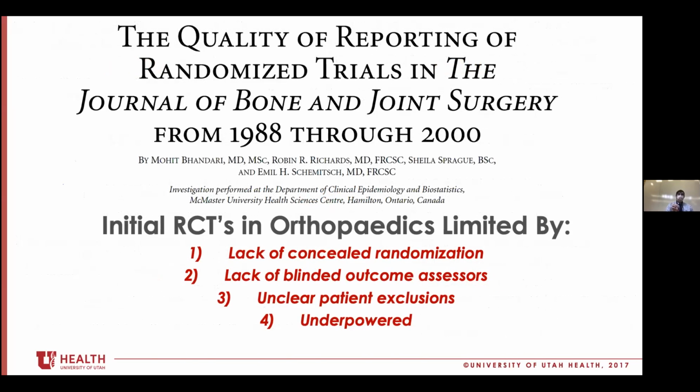Furthermore, this 2002 JBJS publication looked at the quality of the randomized controlled trials published in orthopedics up until that point. So from 1988 to 2000. And they said many of these trials, while they're well designed, are limited in a number of regards, such as the lack of concealed randomization, the lack of blinded outcome assessors, unclear patient exclusions, and for the most part, they were underpowered.